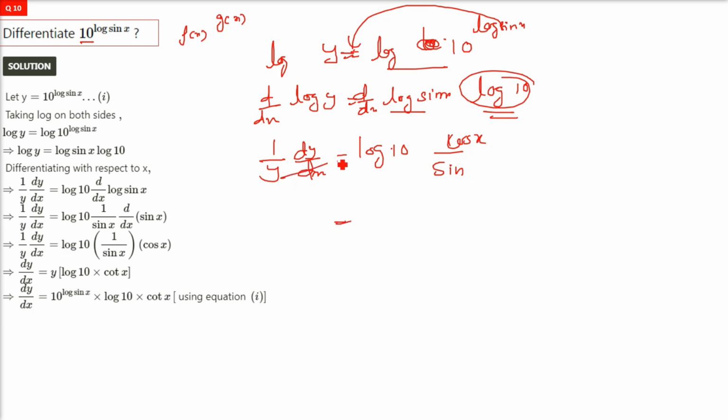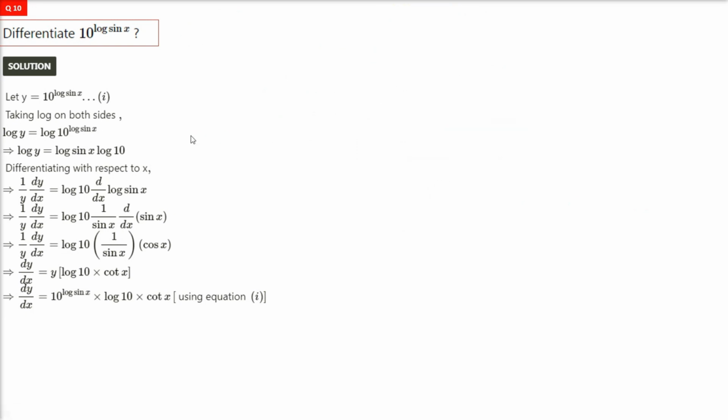Okay. So y will go here. So dy by dx will be equal to y, which is 10 to the power log sin x, and then we have log 10, and cos x by sin x is cot x. This is going to be your dy by dx.